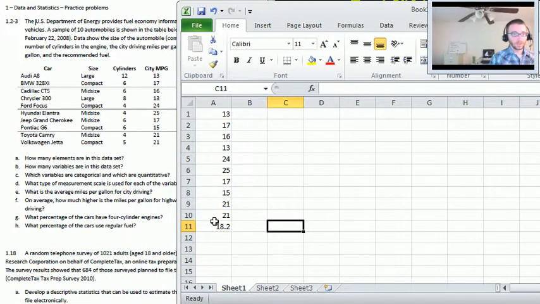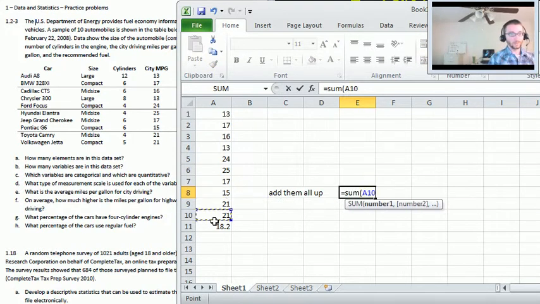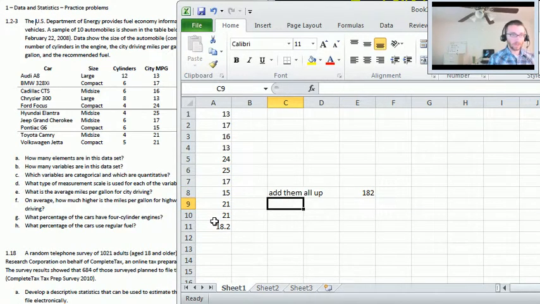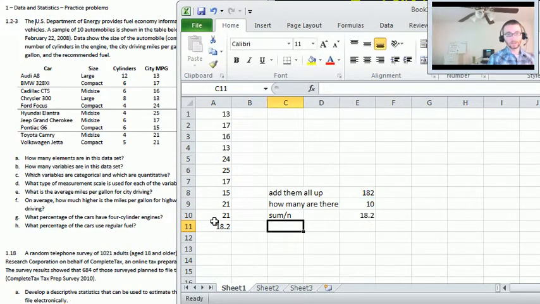That'll tell you. That's the final way, is add them all up. Put that here. That's the sum formula. If you add them all up, you get 182. How many are there? Well, we already figured that out for part A, right? There's 10. And then the average is going to be the sum divided by n. That gives you 182 divided by 10, 18.2.